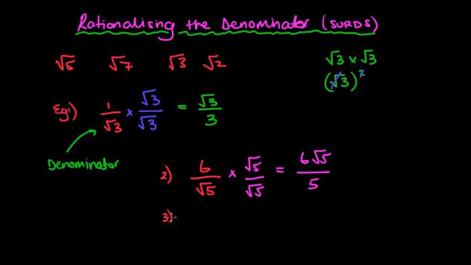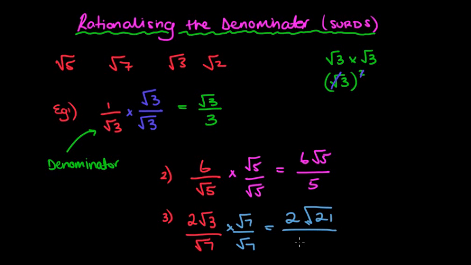So let's look at another one. This one we're going to have a bit more of a challenging number: 2 root 3 over root 7. Well, it's only the denominator that I'm looking to get rid of the surd from, the root 7. So we're going to times it by root 7 over root 7. We've got 2, and now I've got root 3 times root 7. Well, when we have numbers underneath the root sign, we can just times them together. So 3 times 7 is 21, all over 7. So it's just 2 root 21 all over 7.